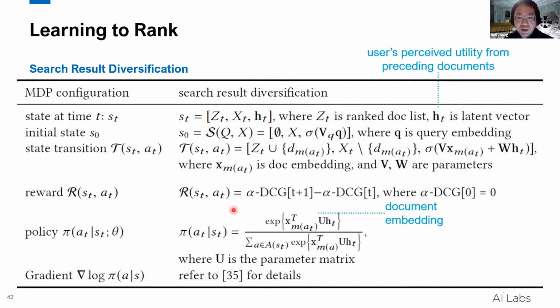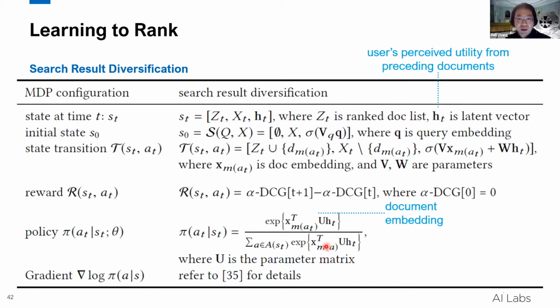And the reward here, for example, we could again use the difference of the current alpha DCG and the previous alpha DCG, so that accumulated over time, these rewards would lead to the performance metric alpha DCG, which we really would like to optimize.